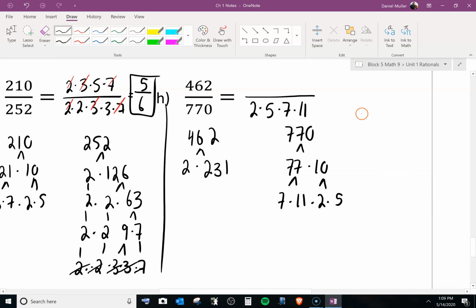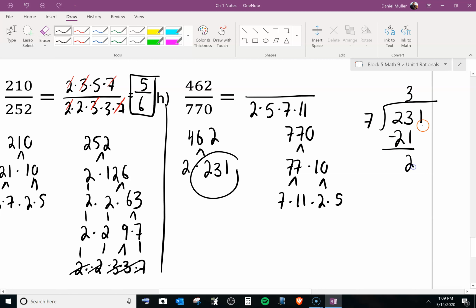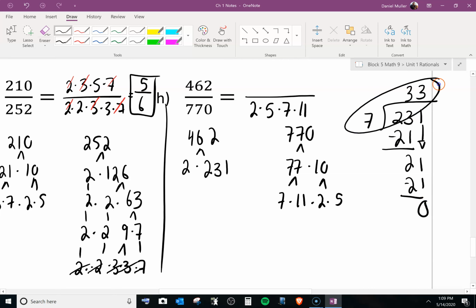So I'm going to take 231 and try to do a 7. So 7 goes into 23 3 times. 3 times 7 is 21. That minus that is 2. Bring down the 1. 7 goes into 21 3 times, which is 21 to get me a remainder of 0. So 231 can break up into 7 and 33.